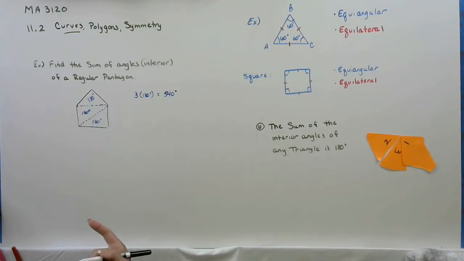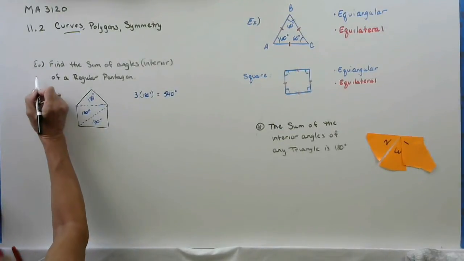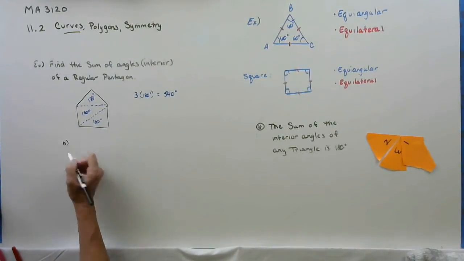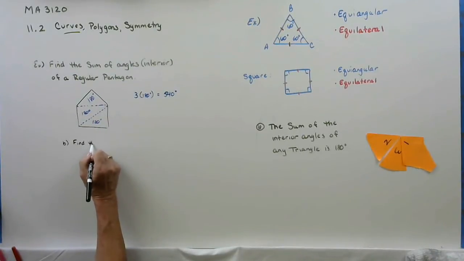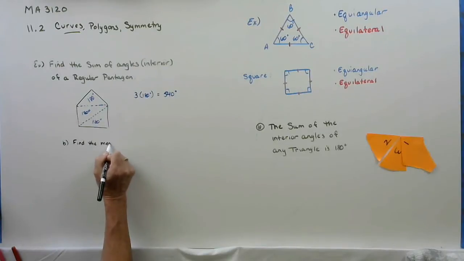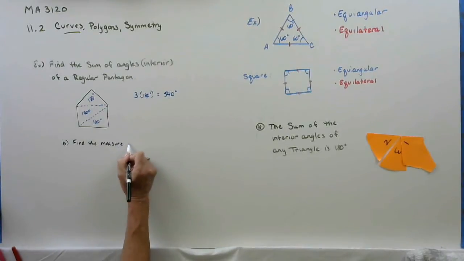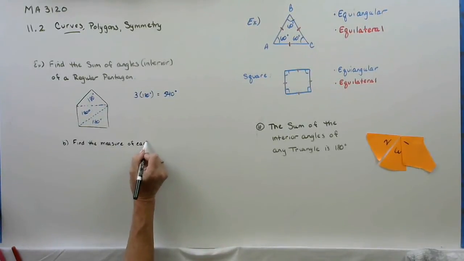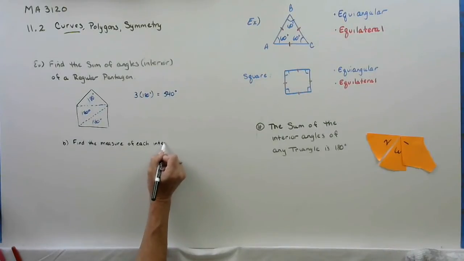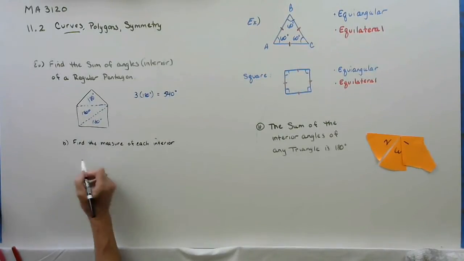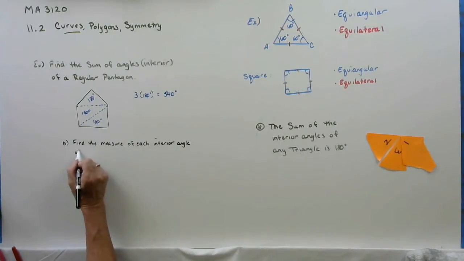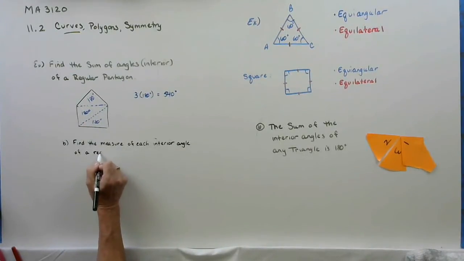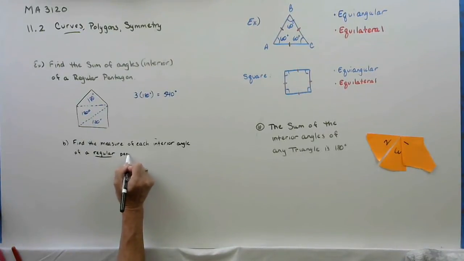So if I were to count off of that, I'll call this part A, I'll call this part B. Find the measure of each interior angle of a regular pentagon.